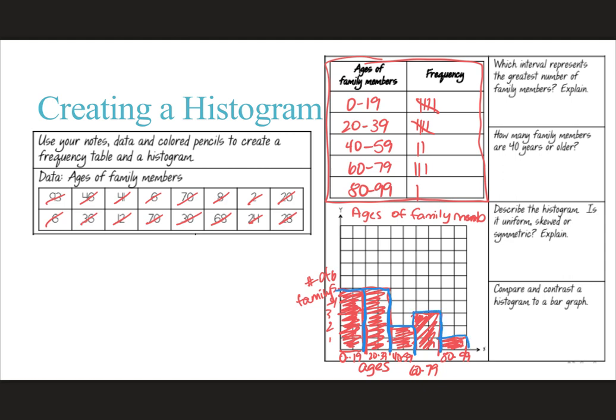All right. So anyway, then we answer the questions. Which interval represents the greatest number of family members? We have 2 intervals, each with 5. So 0 to 19 and 20 to 39. Both have 5.